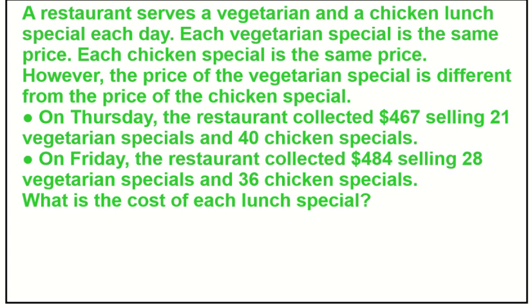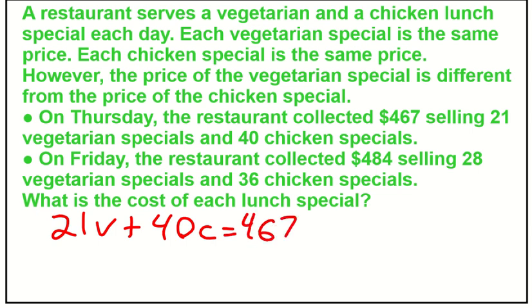All right, so for this one here, we got Thursday. Restaurant collected $467, selling 21 vegetarian specials, 40 chicken specials. So 21 vegetarian, 40 chicken, 467 total. All right, so that'd be how I'd write that first equation.